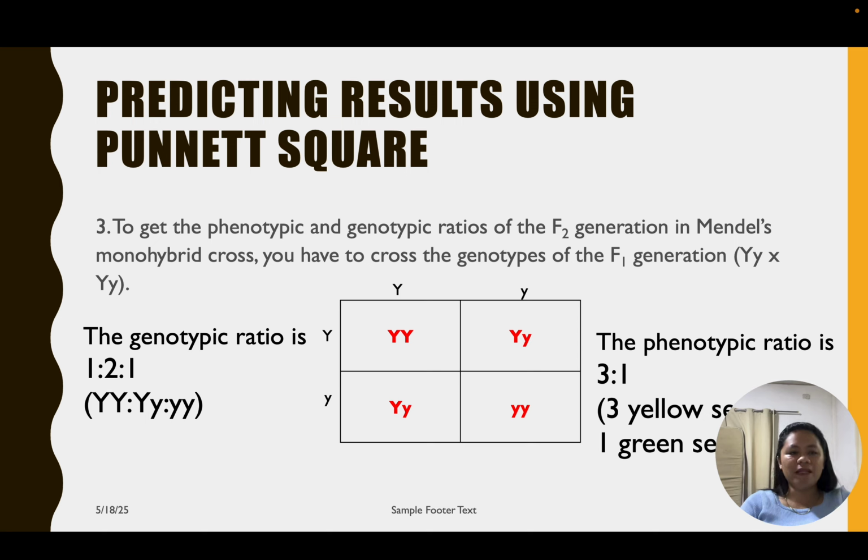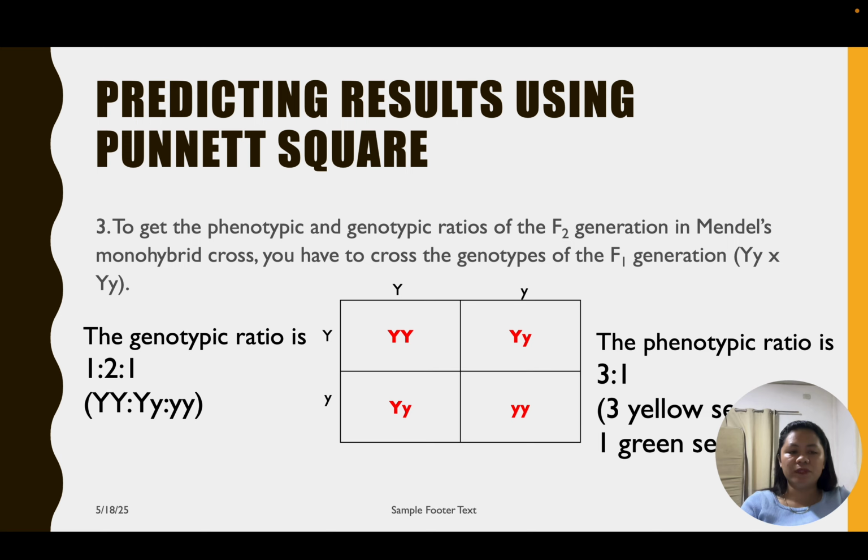So, to get the phenotypic and genotypic ratio of the F2 generation in Mendel's monohybrid cross, we have to cross the genotype of the F1 generation since self-fertilization yung ginawa niya. Di ba, yung product natin doon is big letter Y and small letter y. So, that is our allele. We have to self-fertilize it in order for us to get the F2 generation.